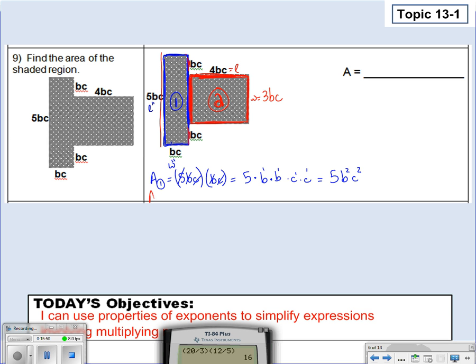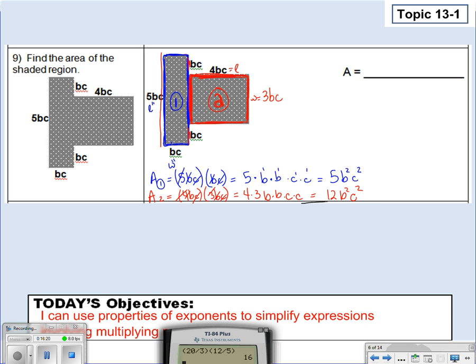So now the area for my second rectangle is 4BC times 3BC. Again, let's start with the numbers. We'll have 4 times 3, then B times B, and C times C. 4 times 3 is 12. We have B squared and C squared. Now to get the area, I need to combine those, and combine means I'm going to add.